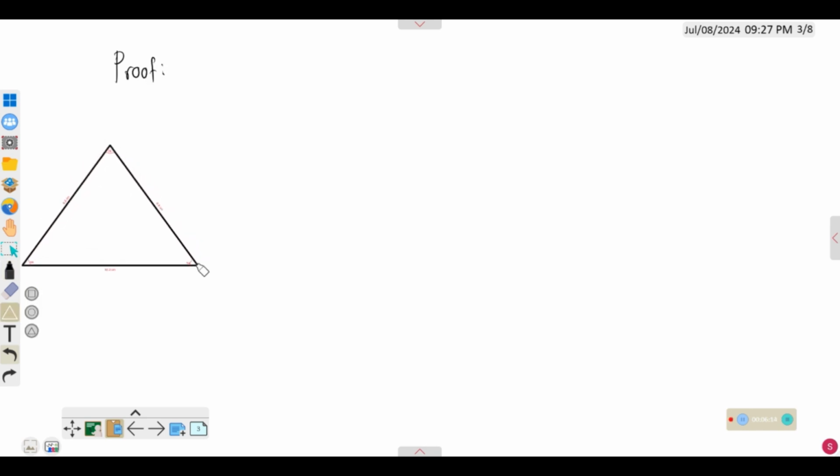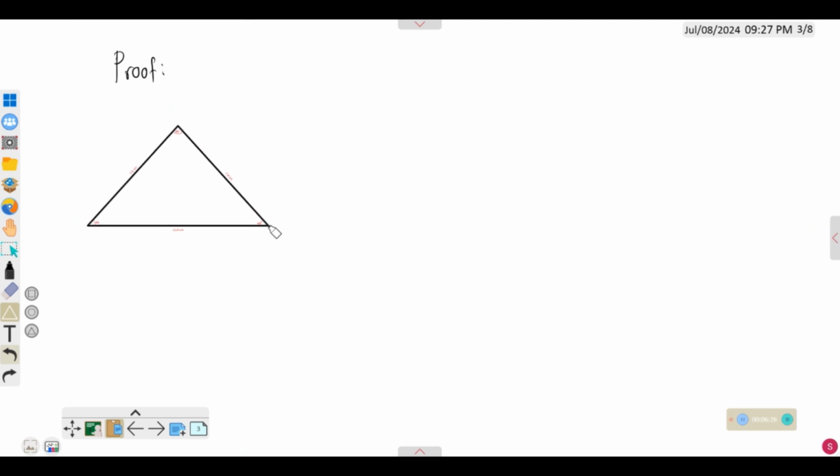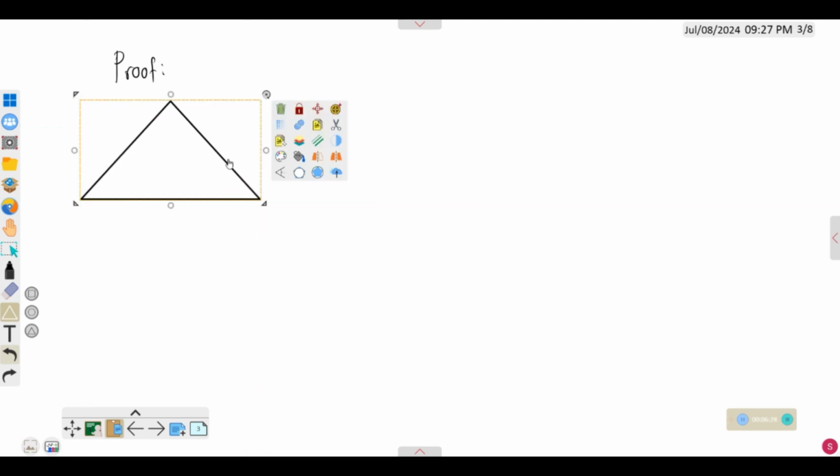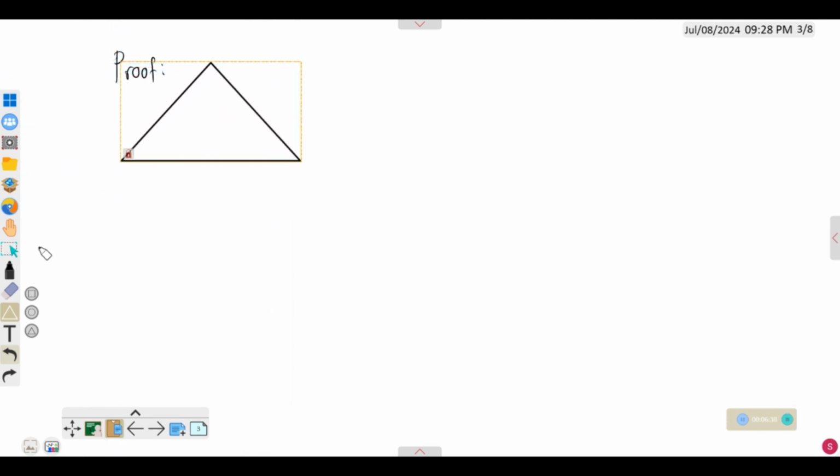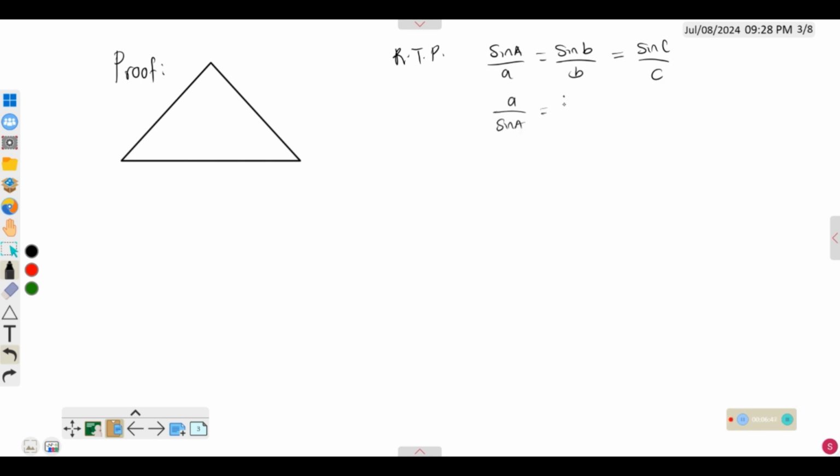We need any triangle. Let's take this kind of triangle. Say I have a triangle like this. Now, remember, what am I trying to prove? I'm required to prove that sine A over a is equal to sine B over b is equal to sine C over c. Or you can just twist them around: a over sine A, which is equal to b divided by sine B, which is equal to c divided by sine C. But remember, this is small c, right? So let me just make it a bit smaller there.